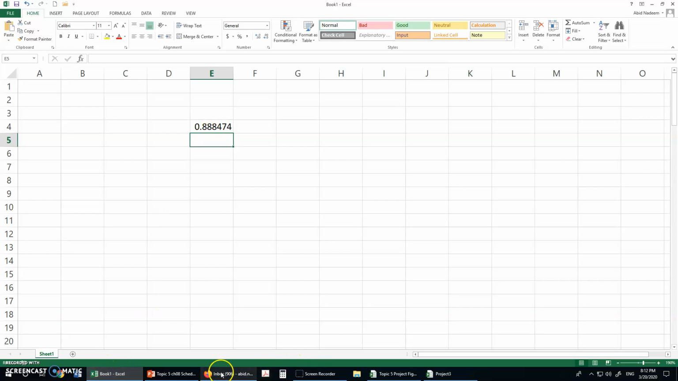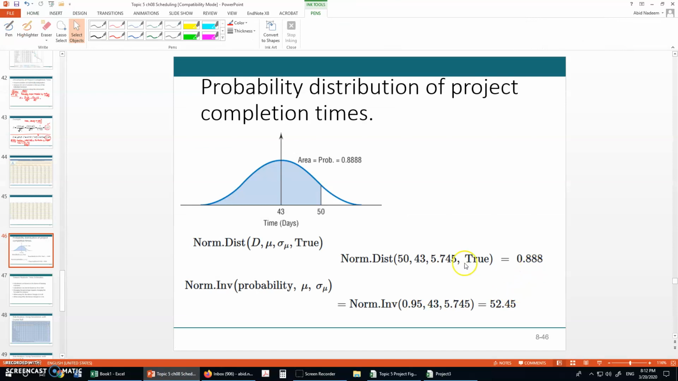So I get the same value. For the other function, we can use the NORM.INV function, and it gives you 52.45, the same answer as we got before.